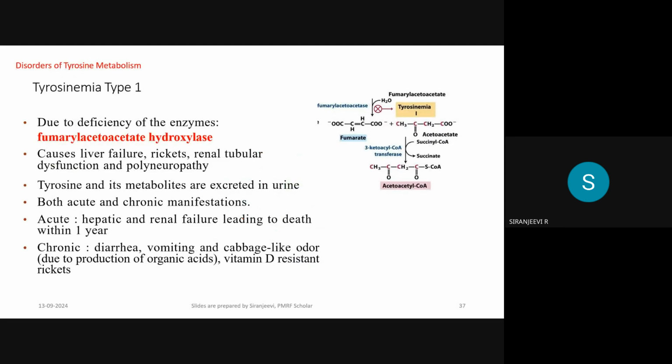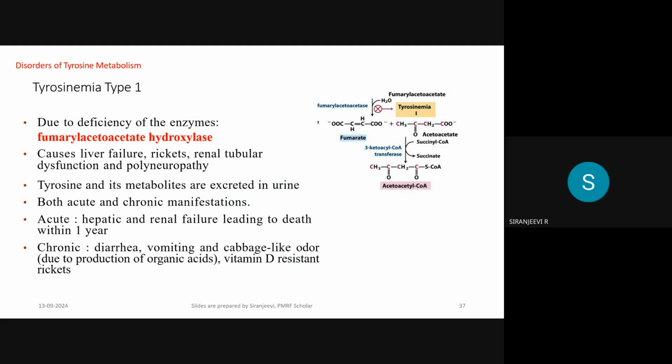If you look at the disorders of tyrosine metabolism, there are three types of tyrosinemia, and then finally alkaptonuria. First, tyrosinemia is due to the last station we were talking about, fumarylacetoacetate. If that is deficient, tyrosinemia will take place. That causes liver failure, rickets, renal tubular dysfunction, and polyneuropathy. Tyrosine and its metabolites are usually excreted in the urine, and it can happen in both acute and chronic manifestations.